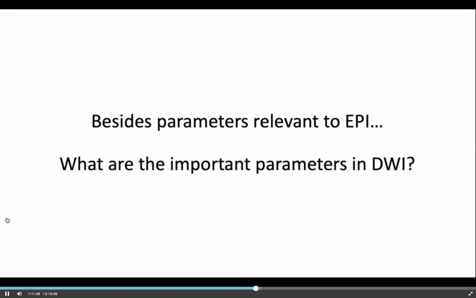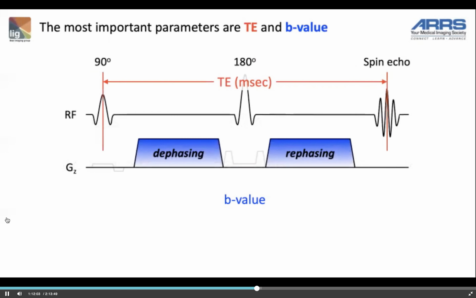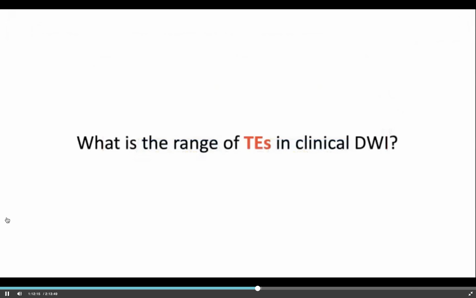Now, besides the parameters that are relevant to EPI, which again are the parallel imaging, the frequency encoding matrix, and the phase encoding matrix, are there other parameters that are important in DWI? And the answer is yes. The two most important parameters are the echo time and the B value. The echo time is simply the time from the 90 to halfway through the spin echo, and I'll talk about the B value in just a minute.